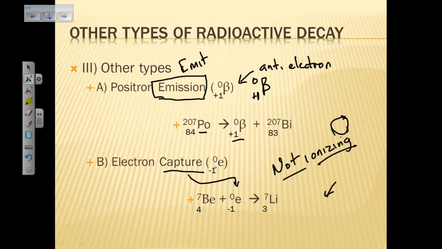So these are two other types of radioactive decay. And again, like I said, there's a bajillion other types. There's neutrinos given off. There's antineutrinos. What are some of the other types that I know? There's neutron capture, neutron decay. I don't know. The list is endless. So we're just going to stick to these two other types.